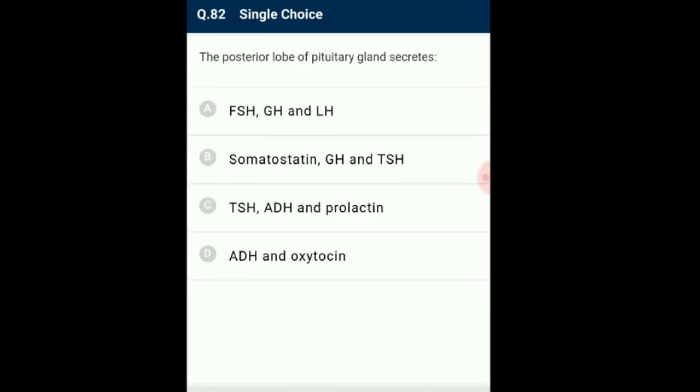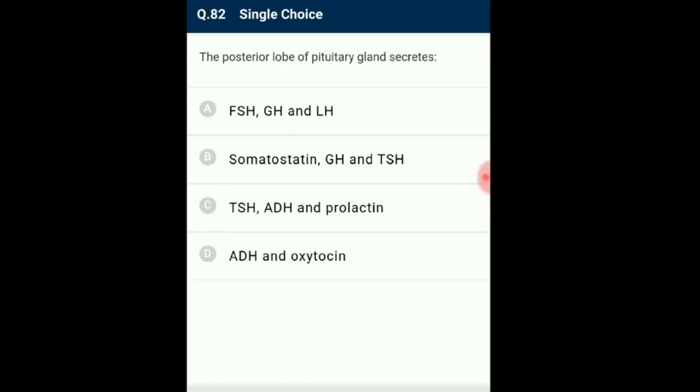Question number 82. The posterior lobe of the pituitary gland secretes... The neurohypophysis, also called pars nervosa or posterior pituitary, stores and releases two hormones, oxytocin and vasopressin, which are actually synthesized by the hypothalamus and are transported axonally to the neurohypophysis. Oxytocin acts on the smooth muscles of our body, causing contraction. In females, it stimulates a vigorous contraction of the uterus at the time of childbirth and milk ejection from the mammary gland.